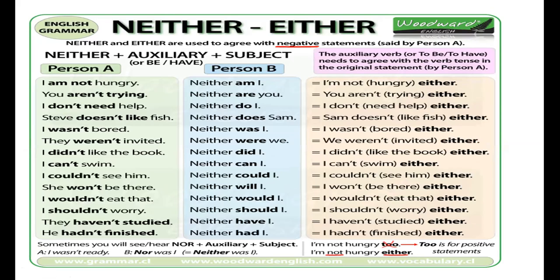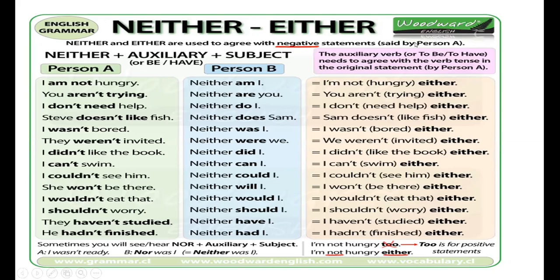Neither and either, right? Neither plus the auxiliary plus the subject. In this case, the auxiliary is the verb be or the verb have, right? So in this case, it's an agreement, right? Neither and either are used to agree with negatives. Certainly it is an agreement, but with a negative expression, right? It's not with a positive or affirmative statement like "so." In this case, neither or either is in agreement, but with a negative statement.